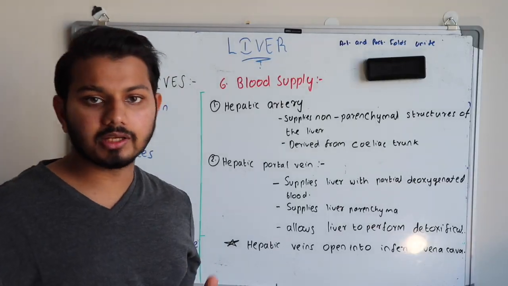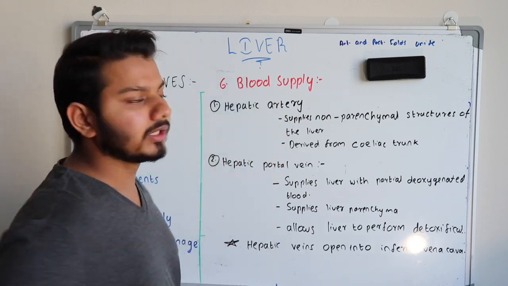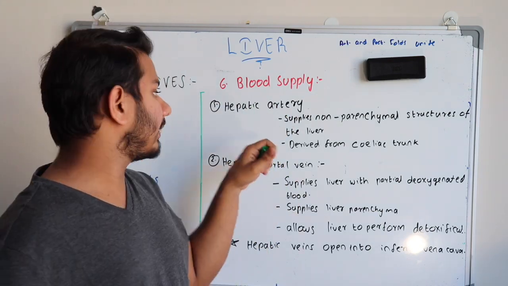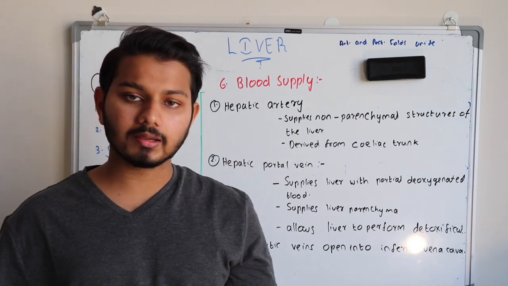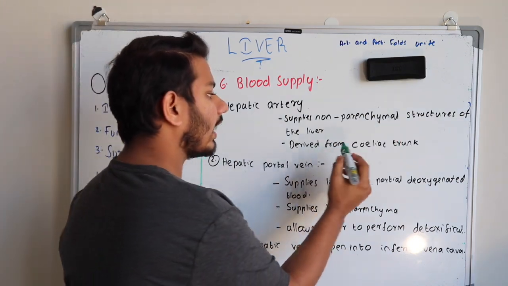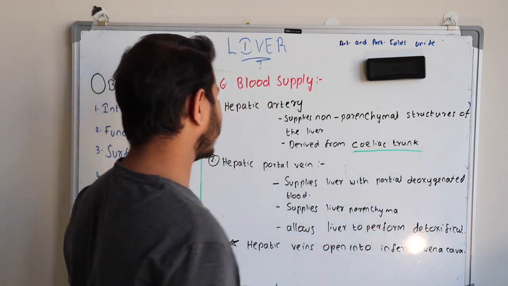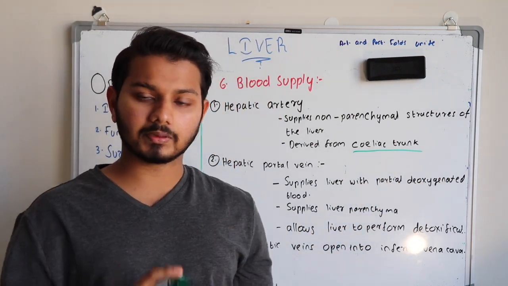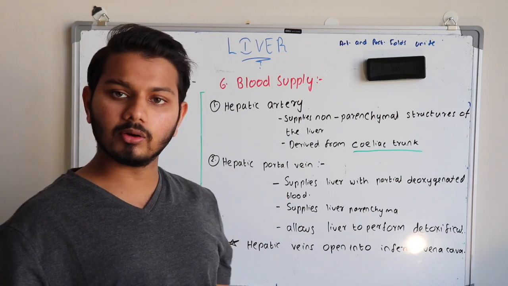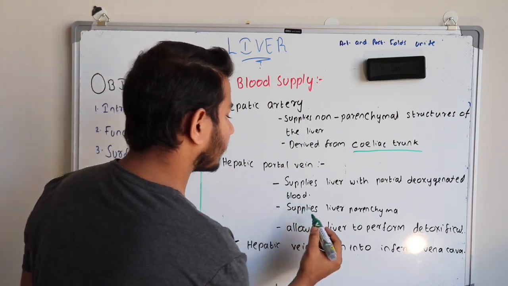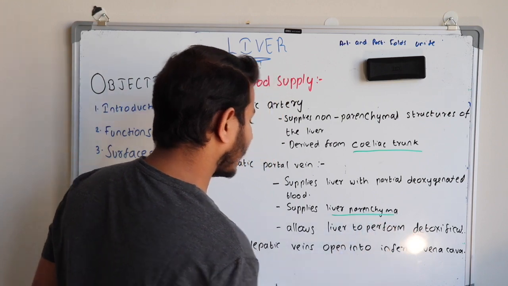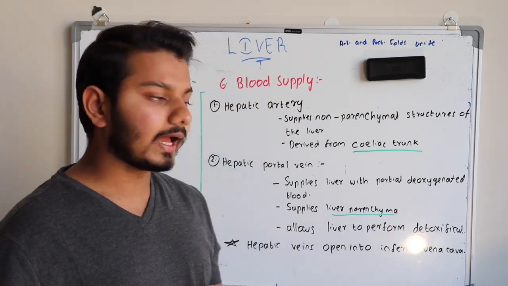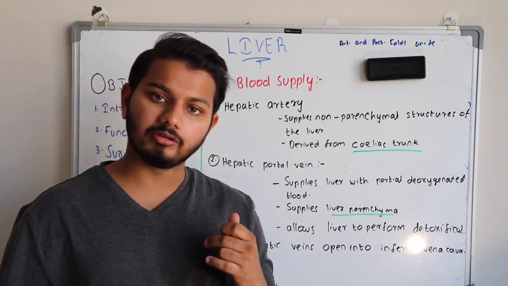Our next objective is blood supply. We have hepatic artery, hepatic portal veins. Hepatic artery supplies non-parenchymal structures of the liver, and it is derived from celiac trunk, whereas hepatic portal veins supply liver with partial deoxygenated blood. It supplies liver parenchyma and allows liver to perform detoxification. And also hepatic veins open into inferior vena cava.